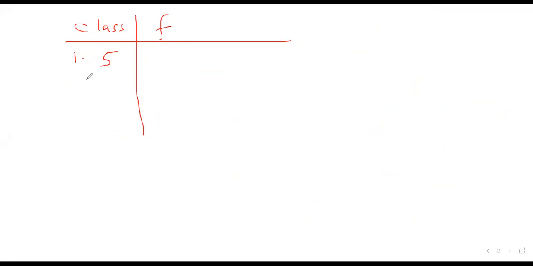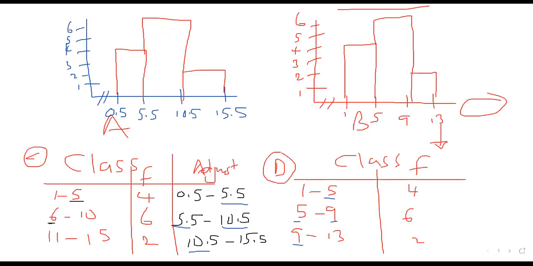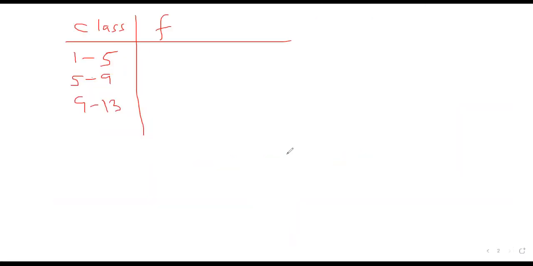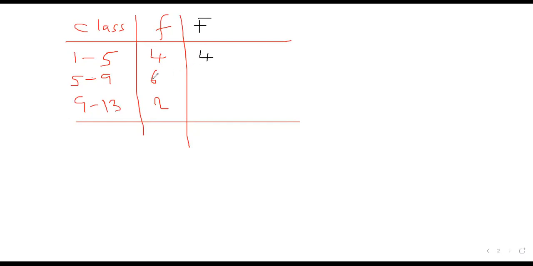Five to 9, 9 to 13. Okay, so here we had numbers 4, 6, 2. So I said, how do you find the cumulative frequency? This capital F, you add on. The 4 comes here, plus 6, we get a 10, plus 2, we get a 12. This 12 is the same sum total here of 12 about n.